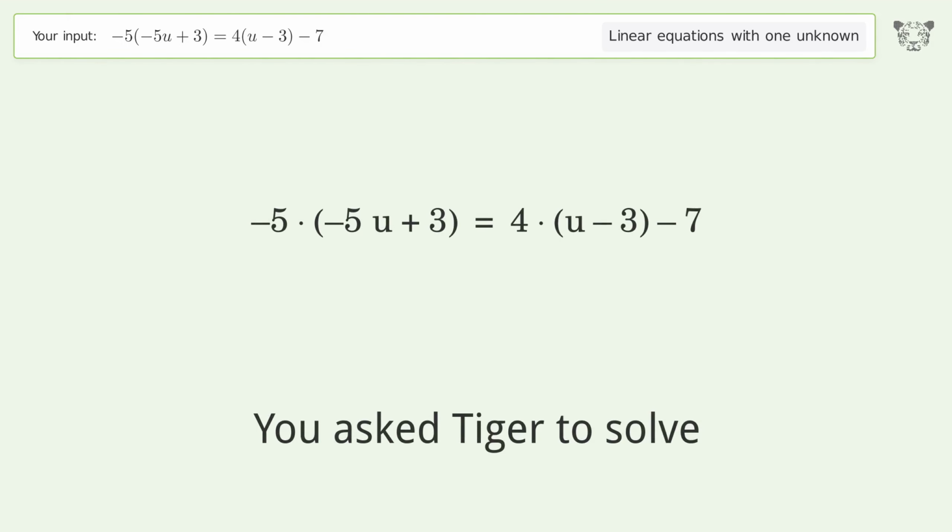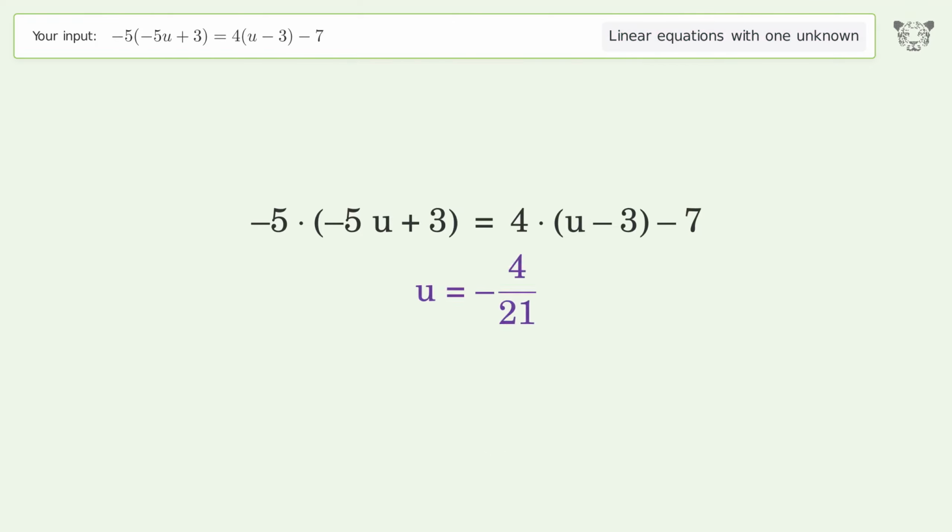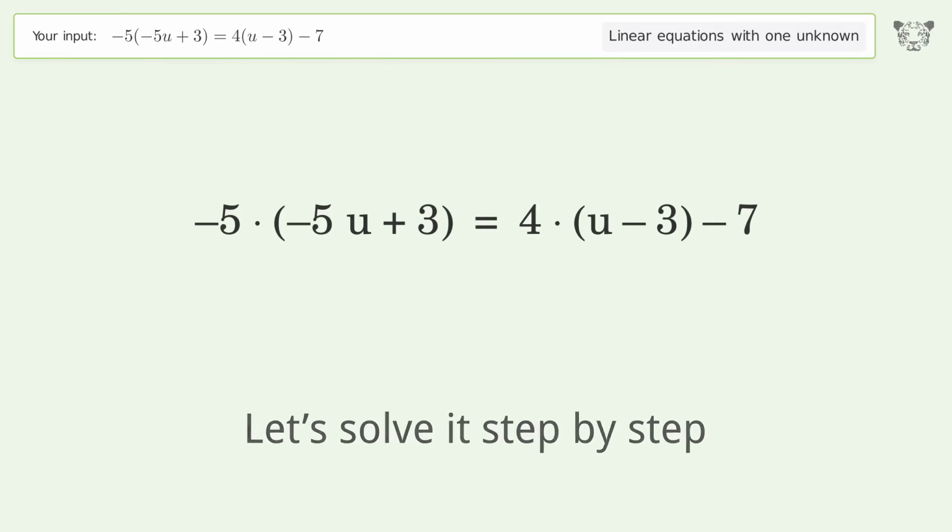You ask Tiger to solve this. This deals with linear equations with one unknown. The final result is u equals -4/21. Let's solve it step by step.